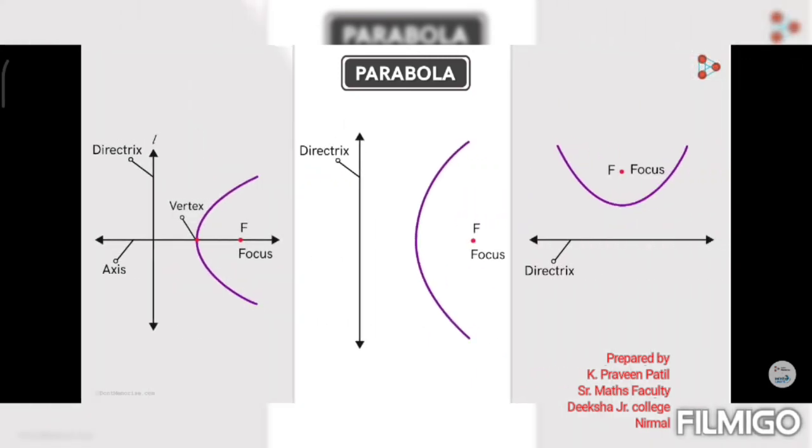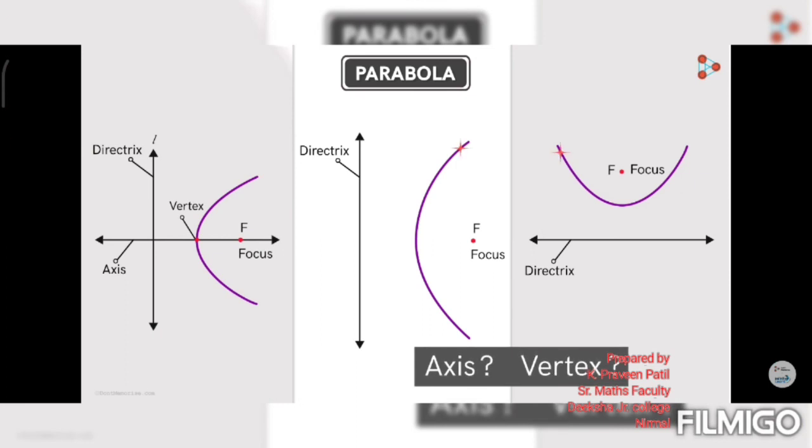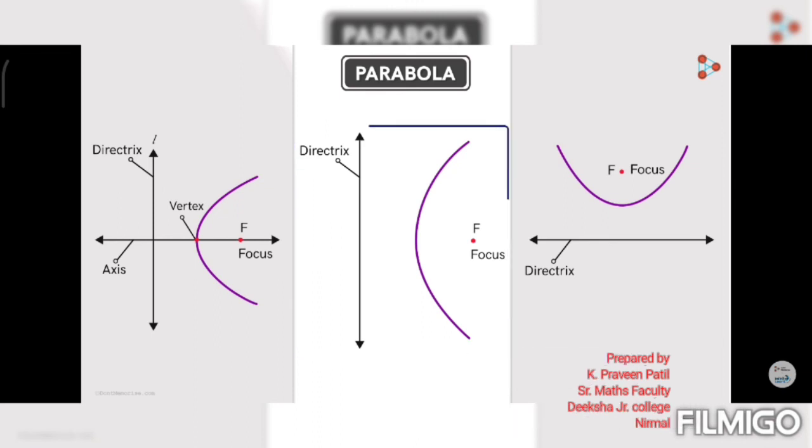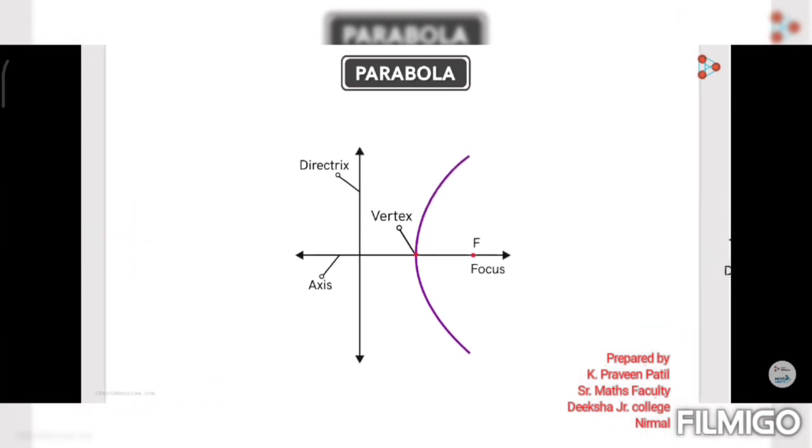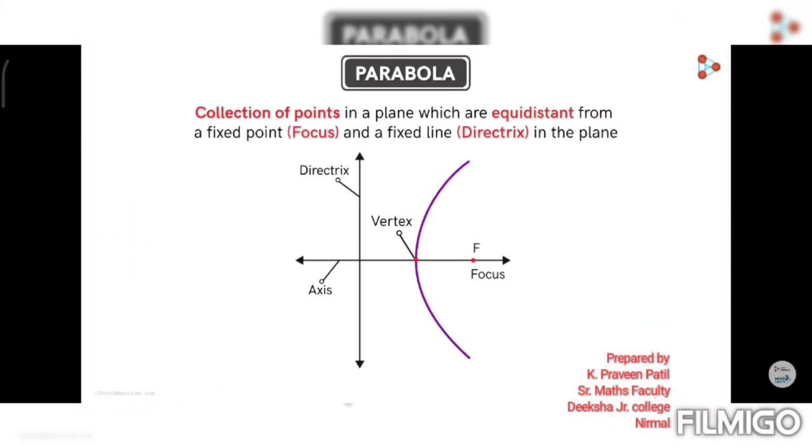Okay, now can you tell me what will be the axis and the vertex of these two parabolas? For this parabola, this line will be its axis and this point will be its vertex. Similarly for this parabola, this will be its axis and this will be its vertex. So in this video, we saw what a parabola is. It's a collection of all points in a plane that are equidistant from a fixed point called the focus and a fixed line called directrix. In the next video, we will find the equation of a parabola.